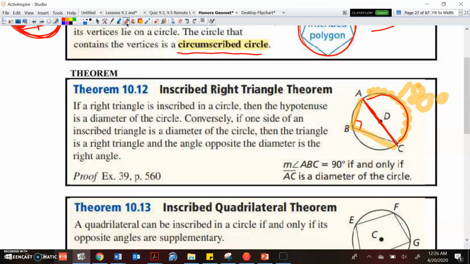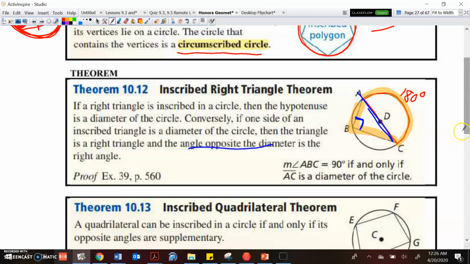Now it also goes the other way, and they say, conversely, if one side of an inscribed triangle is a diameter of a circle, so if we just know this is a diameter, then that makes this a semicircle, so it has a measure of 180 degrees. And then we can work the other way and say this is also an intercepted arc of that inscribed angle. So it must, by the theorems we did at the beginning of this lesson, be half, and that must make it a right angle.